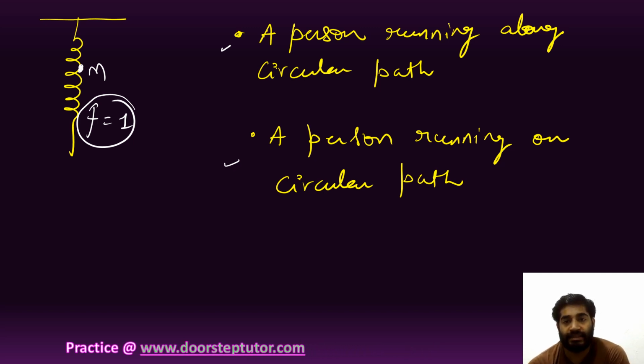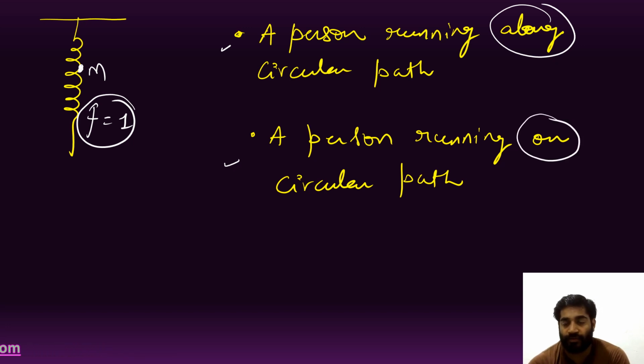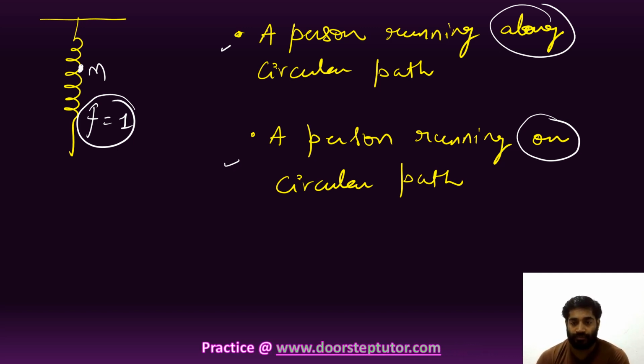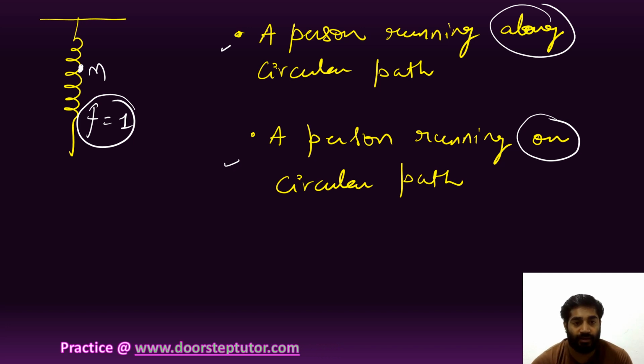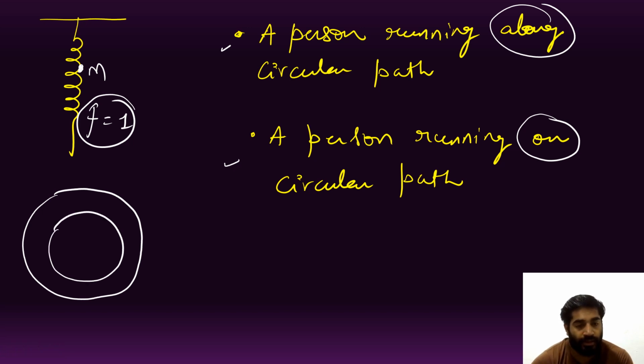Now when we see the words along and on, these are two different words. Along the circular path means it has a constraint and it will remain fixed to that path. But when we are seeing the word on, then the circular track is like this. This is a circular track. Now it can move in this way also, this way. So it can change its position.